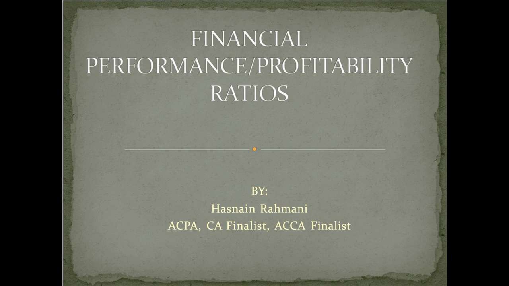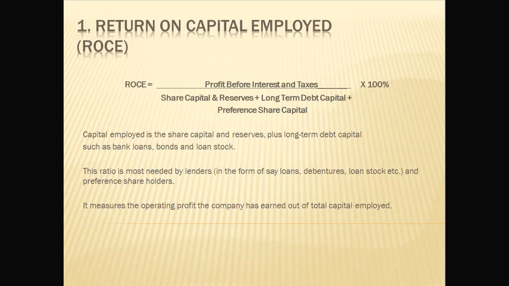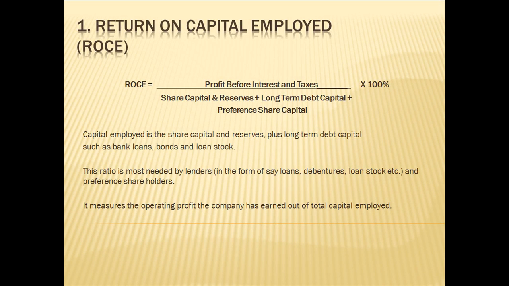Now, since we have discussed the introduction and what financial ratios are, let's discuss the categories of financial ratios. The first one is financial performance, or profitability ratios. Further, they are subcategorized into different ratios. The first one is return on capital employed, also known as ROCE.